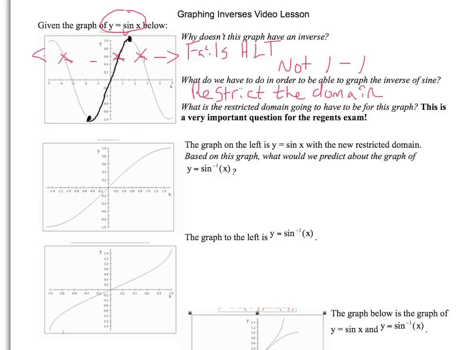And it's asking, what is the restricted domain? What did you have to restrict it to? Well, domain are your x values. I had to restrict it from here to here. Those points are exactly negative pi over 2, pi over 2. So the restricted domain, I used a bracket to say include it, is negative pi over 2 to positive pi over 2. That's a very important question for the Regents exam. It's normally a multiple choice. It's going to say what is the domain of the sine x in order for the inverse sine to exist. And you look for the answer that says negative pi over 2 to pi over 2.